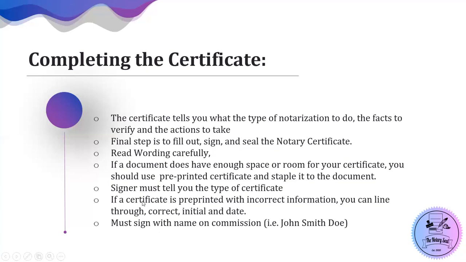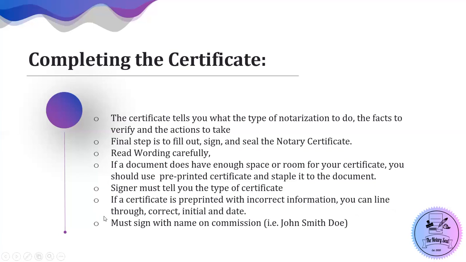Now, if you're not sure whether it's a jurat or an acknowledgement, it is up to the signer to tell you the type of certificate they require for this document. You do not determine that. A lot of times when you do notary signing agent work, you can tell by what the language says. But if you're just doing a document that does not have a certificate already attached, it is up to the signer to tell you the type of certificate that should be attached to that document. Now, if a certificate is pre-printed with incorrect information, as I stated before, you can line through.